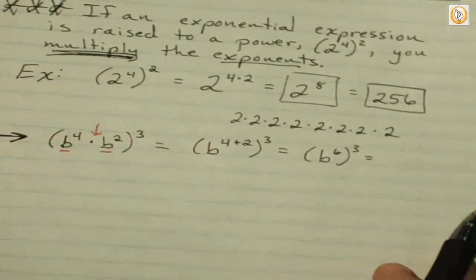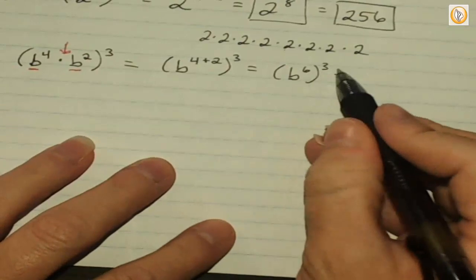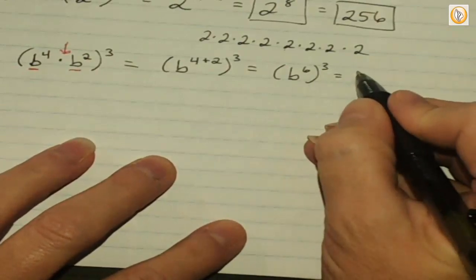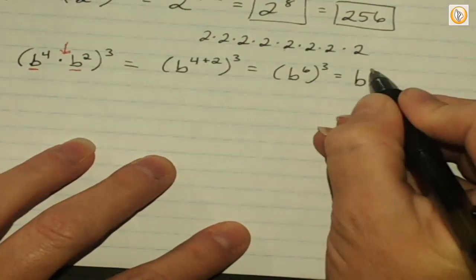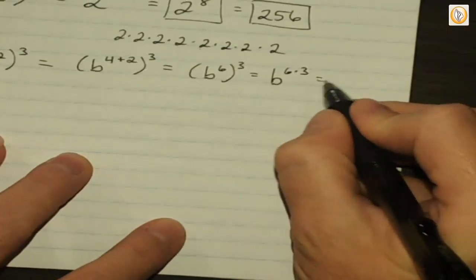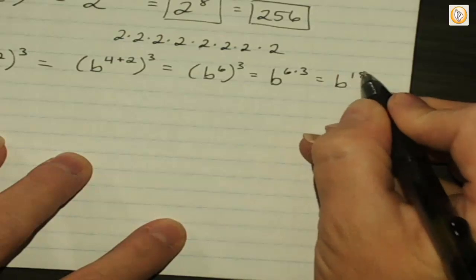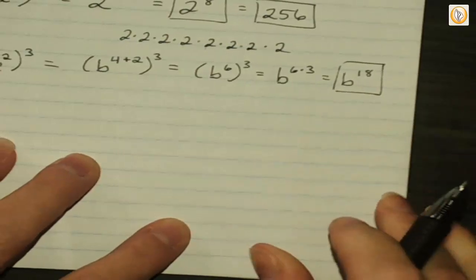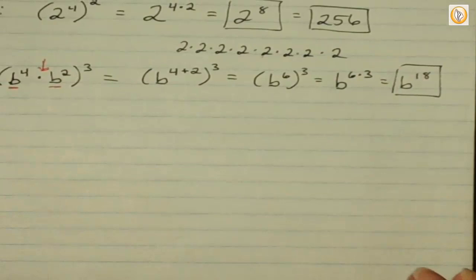Multiply them. There you go. Okay, when they're on the inside and outside, we multiply them. So that's b, 6 times 3, which is b to the 18th power. B to the 18th power. Very good. Make sure you write all of this down.